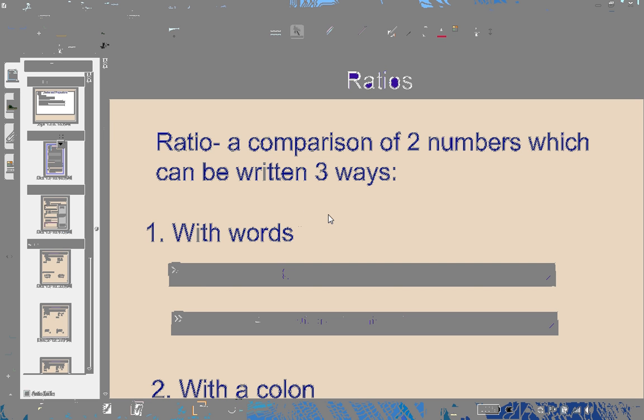Ratios are a comparison of two numbers, and they can be written three different ways. Not only are ratios a comparison of two numbers, but they also compare two different ideas or units. So let's look at the first example.